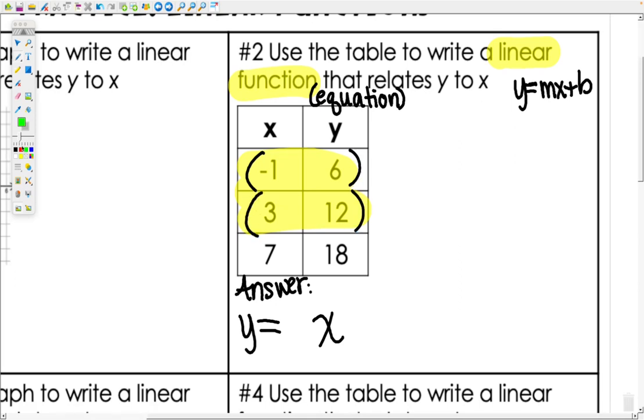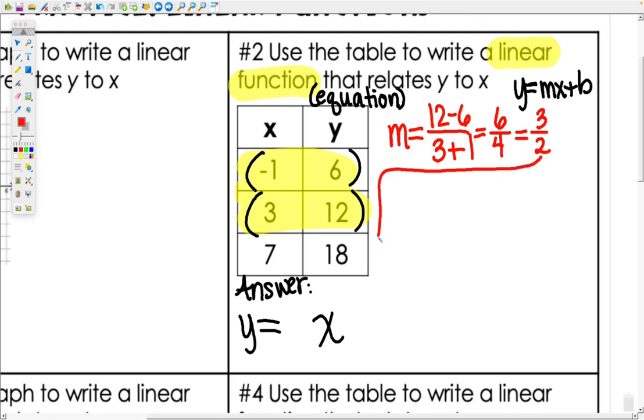So I'm going to come over and use the formula m equals y2 minus y1, 6, over x2 minus x1, 3 minus a -1. Thank you, 3 plus 1. This will give me 6/4, but you better simplify it. Thank you, 3/2. Since this is my m, I'm gonna bring it over here and write 3/2 in this spot.